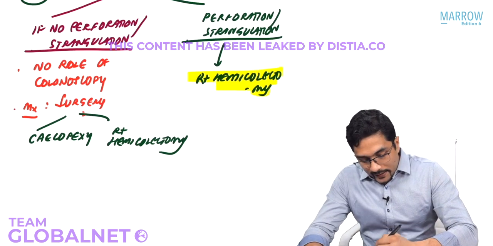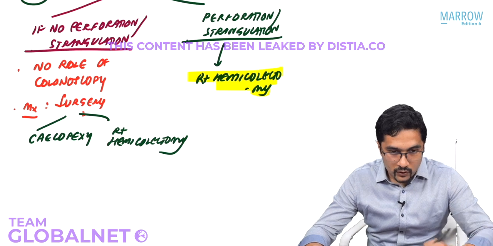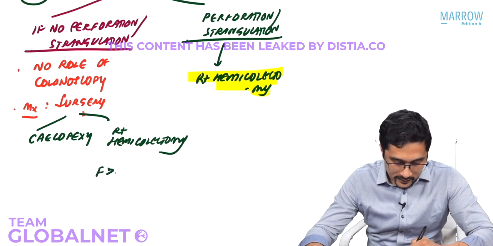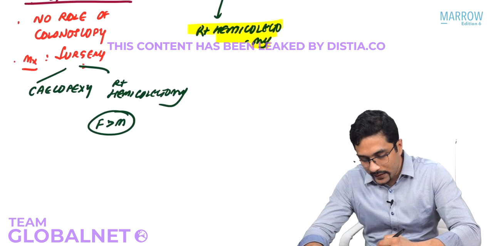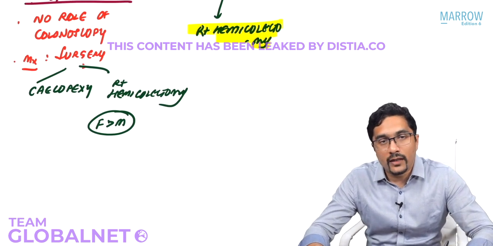So this is regarding sigmoid volvulus. Sigmoid volvulus, you should also know, is more common in females as compared to males, and it is usually seen in the 4th or the 5th decade of life.